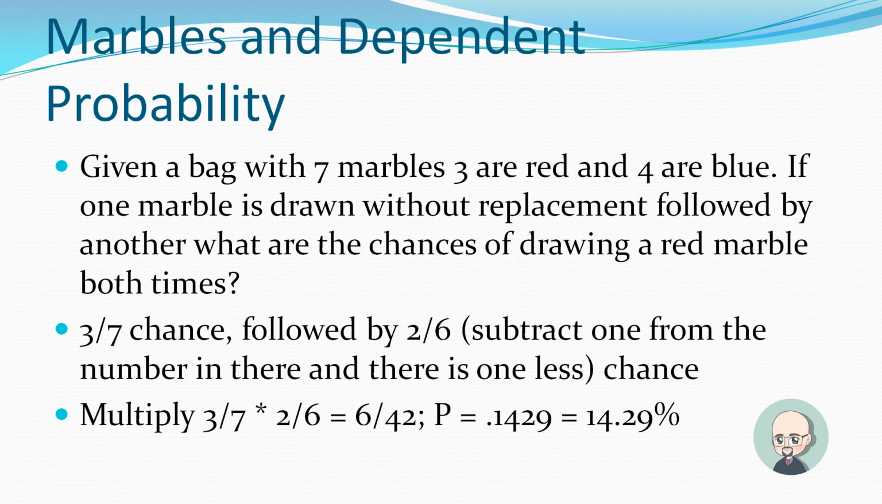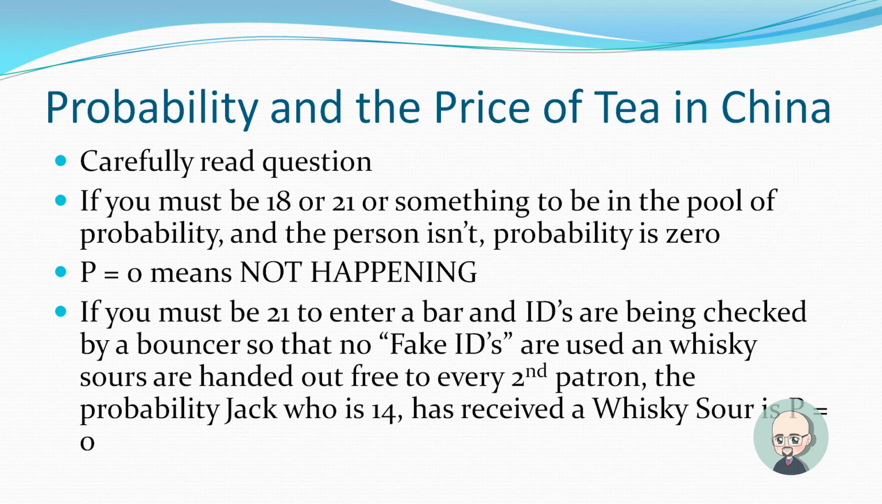Okay, pay careful attention here because we removed one of those red marbles. So there's only 2 red marbles left. And the total is also 1 less. So it's 2 out of 6 the second time. So you multiply 3 over 7 times 2 over 6 and we get 6 over 42. Okay, so P equals 0.1429 or 14.29%. So you see how dependent probability throws a monkey wrench in things. Makes things a little different.